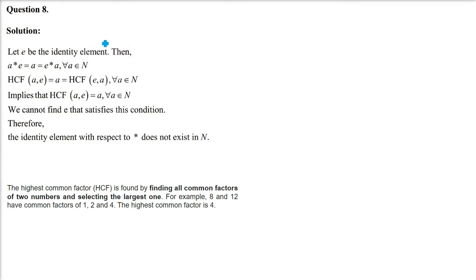Question number 8. This is important. Why? Because this is an NCERT question. Those who are from NCERT, you are also doing the NCERT in R.D. Sharma. R.D. Sharma has NCERT inside it. Let star be the binary operation on N defined by A star B equals HCF of A comma B. Does there exist an identity for this binary operation on N? So we need to find out whether this identity element exists or not.